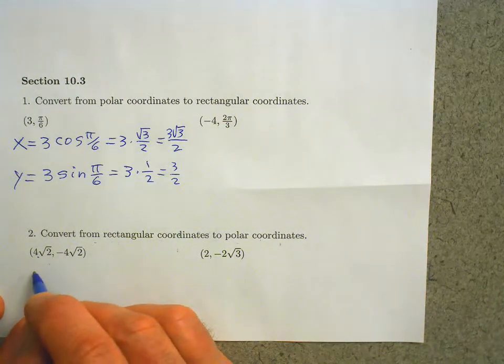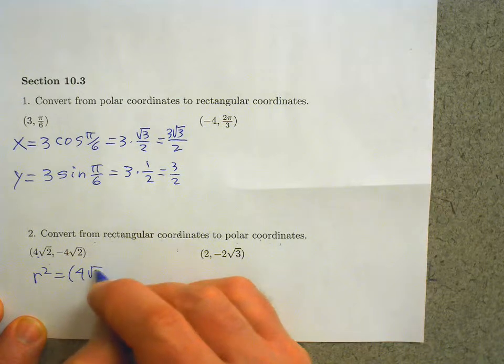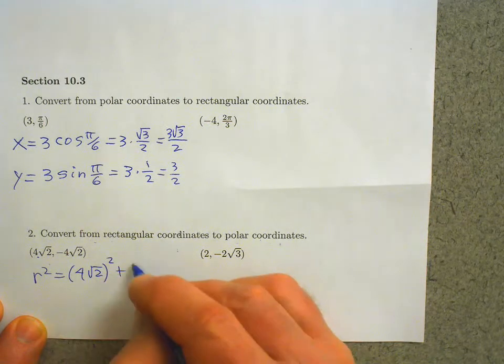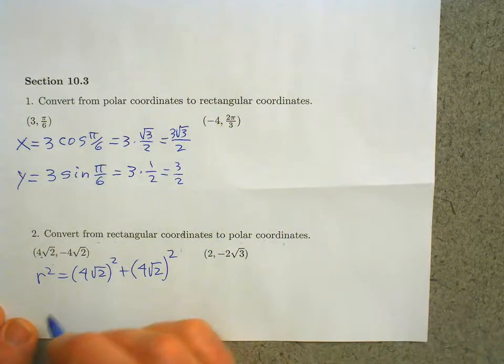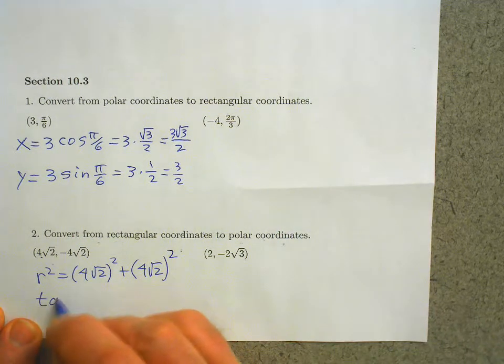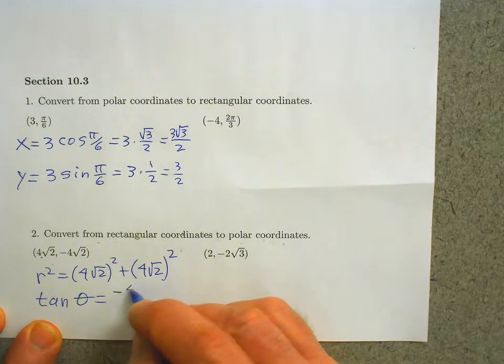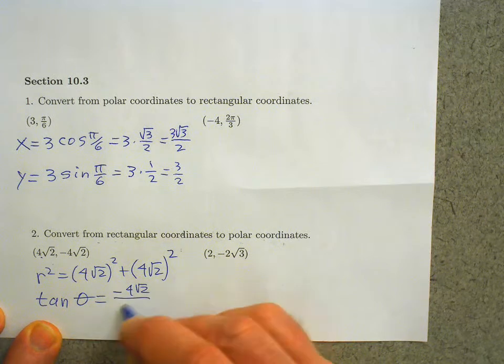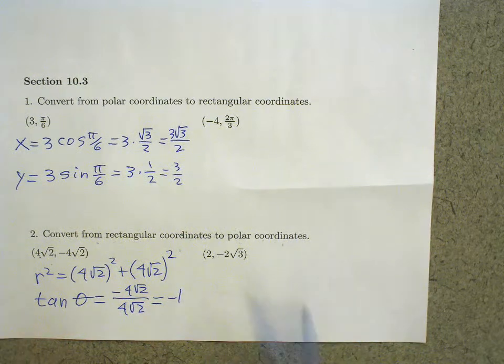Just real quickly, r squared is 4 times the square root of 2 squared plus 4 times the square root of 2 squared. And tangent beta is negative 4 times the square root of 2 over 4 times the square root of 2, which is negative 1. We saw an example quite similar to this one earlier, but we're out of time now.